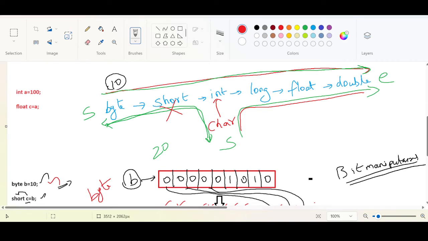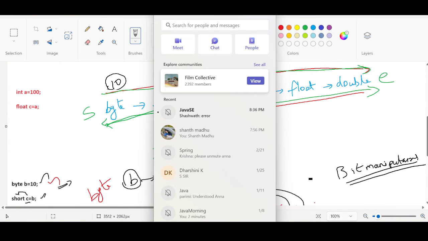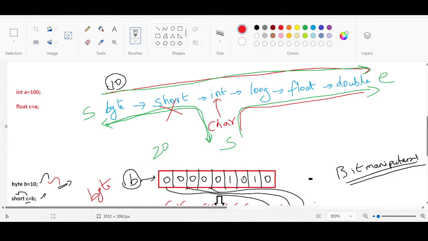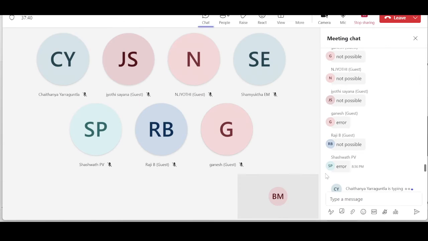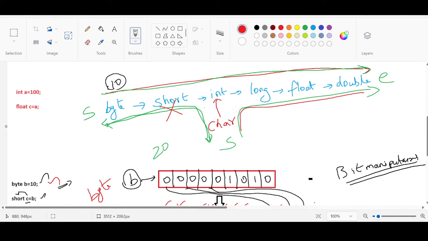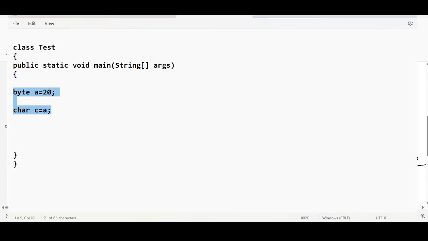Making sense? Just type something in the chat box. Clear? Yes. This is the promotion chart. Remember this promotion chart. It will be very helpful, right? And a few more examples we'll discuss.